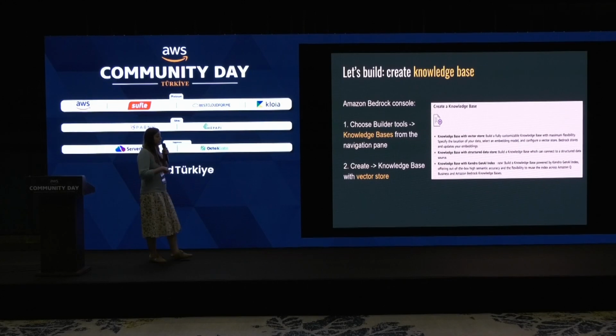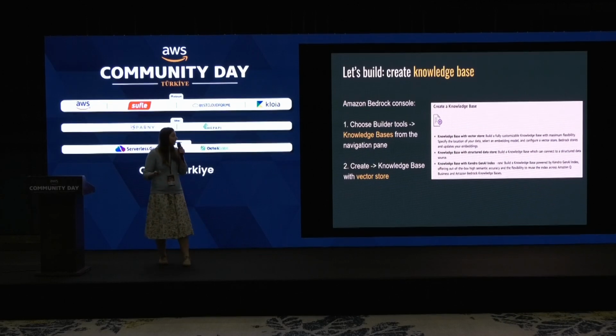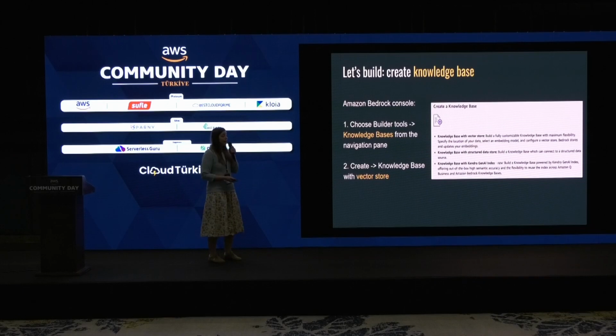Now it is level 3. So we already created an agent, we already created an action group, and now we want to create something like a knowledge base to search across our documents. So first we need to create the knowledge base itself. It's again in our Bedrock. You need to go to Builder Tools and Knowledge Bases and create a knowledge base with vector store.